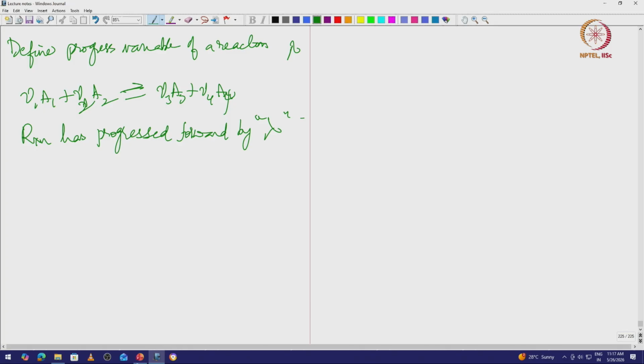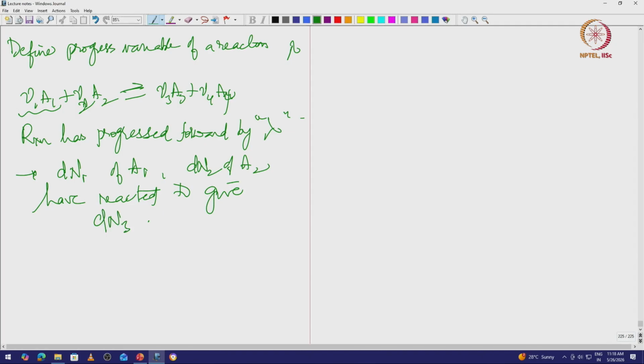That means I have dn_1 atoms of A_1 and dn_2 atoms of A_2 that have reacted to give dn_3 atoms of A_3 and dn_4 atoms of A_4. Okay. I mean this is straightforward to understand, and as a result the progress variable can now be defined like this, right.